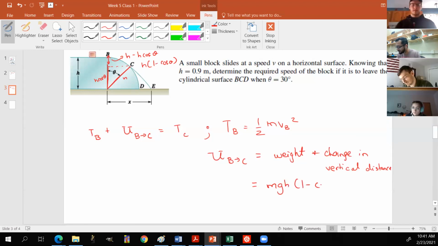mgh times 1 minus cosine theta. See, we're getting closer and closer to what you know and love with potential energy and stuff like that. But no, we're not calling it potential energy. It's work done right now. So it's mgh times 1 minus cosine theta.